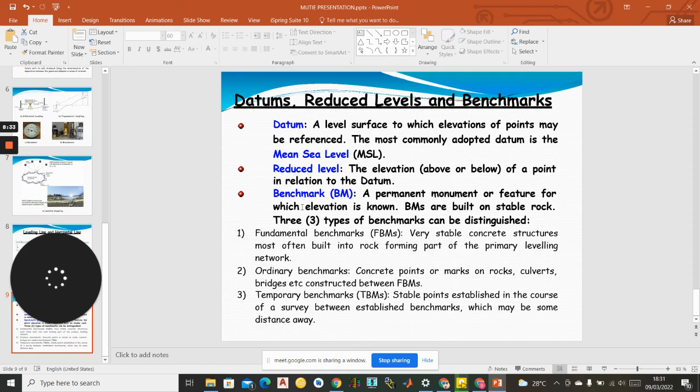Then we have benchmark, a permanent monument or feature for which elevation is known. BMs are built on a stable rock, and three types of benchmark can be distinguished. We have fundamental benchmarks, very stable concrete structures, most often built in rock, forming part of primary level of the network. We have ordinary benchmarks, concrete points or marks on rocks, culverts, bridges, etc. constructed between fundamental benchmarks. And then lastly, we have temporary benchmarks, stable points established in course of survey between established benchmarks, which may be the same distance away.